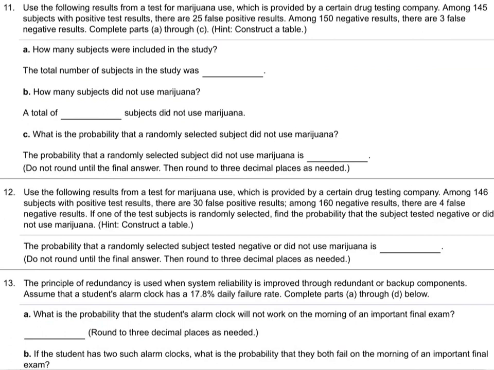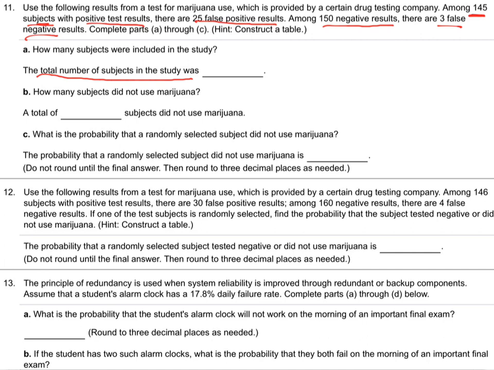So, number 11. Use the following results from a test for marijuana use, which was provided by a certain drug testing company. It's funny, this is like an old thing that I don't think would happen anymore, because it's legal now. Anyway, this must be an older problem. So, among 145 subjects with positive test results, there are 25 false positive results. Among 150 negative, there are 3 false negative. So what's the total number of subjects in the study?